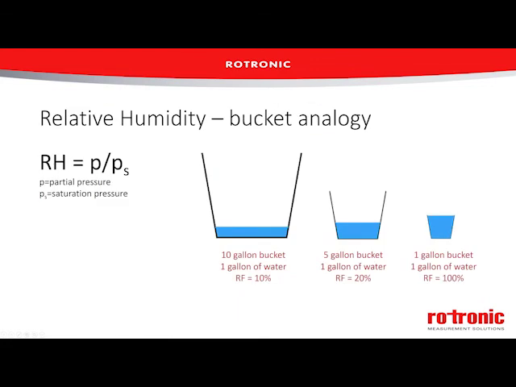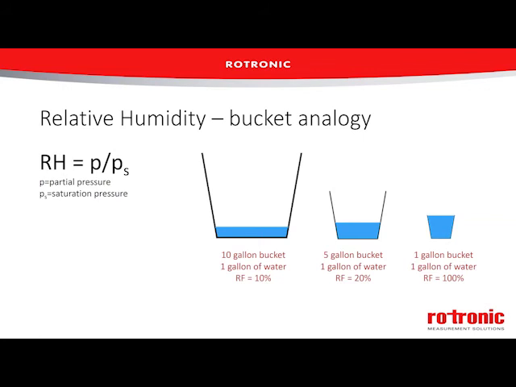Relative humidity is the amount of water vapor present divided by the saturation vapor pressure. P is the partial pressure of water vapor, which says how much water is present, and PS is the saturation vapor pressure, which varies by temperature. I like the bucket analogy. It puts it into perspective. The size of the bucket is analogous to the saturation vapor pressure, and the amount of water in the bucket is analogous to the partial pressure of water vapor.